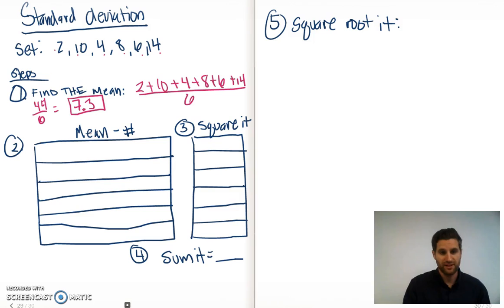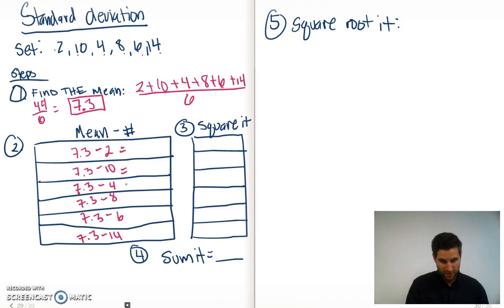So we go to step 2. We're going to find the distance between the mean and each number. So we're going to do 7.3 minus 2, 7.3 minus 10, 7.3 minus 4, 7.3 minus 8, 7.3 minus 6, and 7.3 minus 14. And we want to know what each of these are.